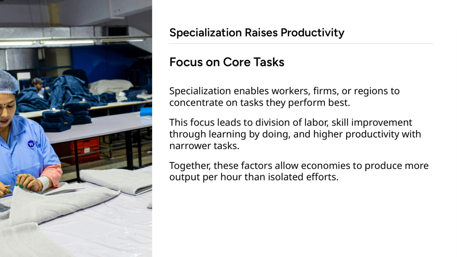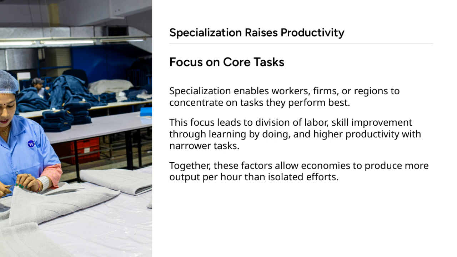By focusing on core tasks, economies are able to produce more output per hour compared to when efforts are dispersed or isolated. This image shows workers dedicated to a specific job, exemplifying how specialization contributes directly to increased productivity in a real-world setting.